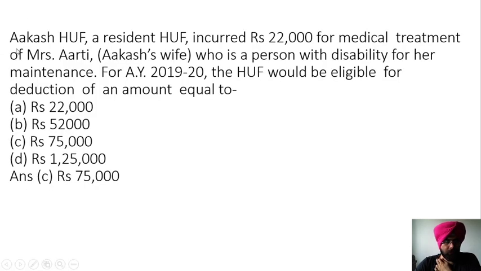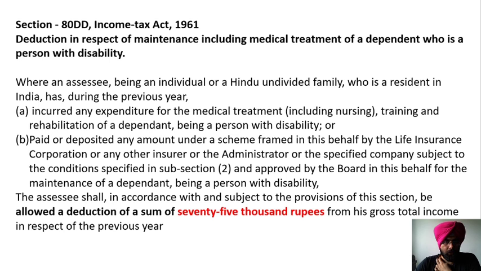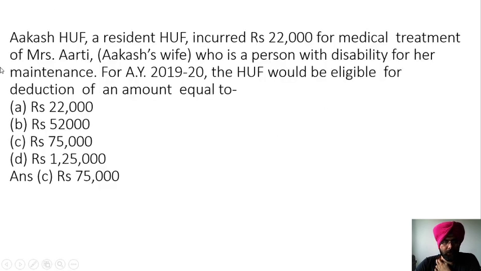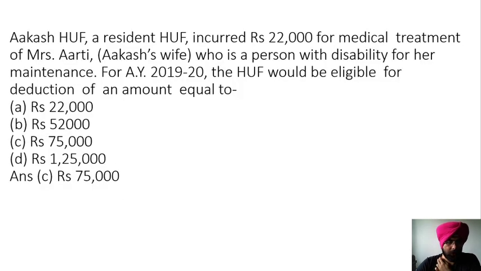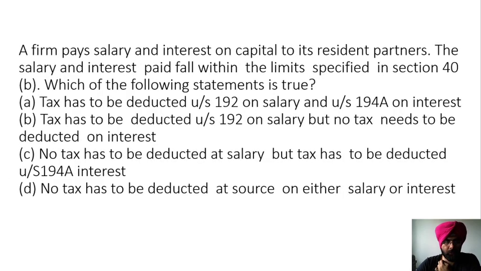Mr. Akash Hindu undivided family, Mrs. Aarti is a member of this family. So an individual or HUF can claim this deduction, individual or Hindu undivided family, and in this case deduction of rupees 75,000 will be allowed, although expenditure of only rupees 22,000 has been incurred. Standard deduction is given under section 80DD. So standard deduction of rupees 75,000 will be allowed.